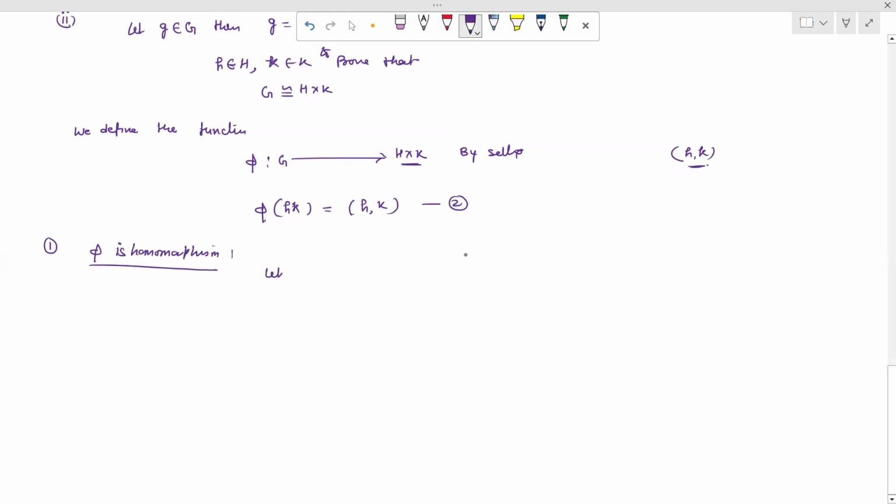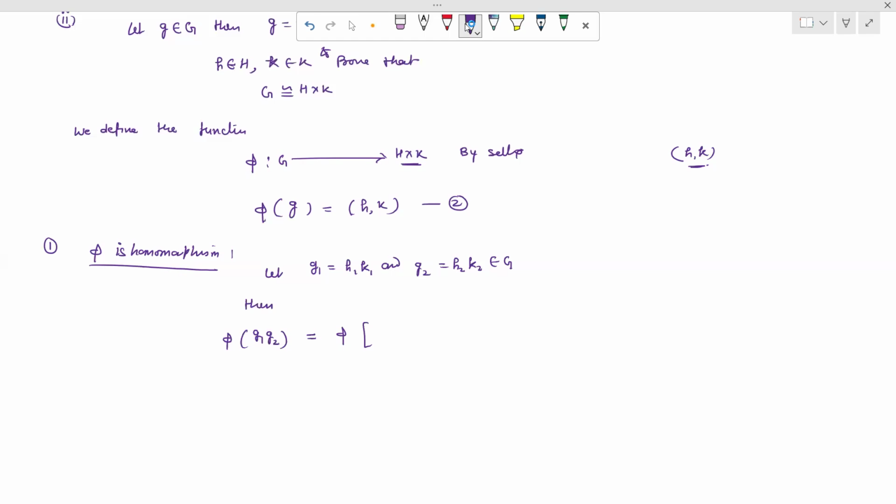So for proving homomorphism, let g1 is equal to h1k1 and g2 is equal to h2k2. We take two elements, both belonging to G. Then we write the function phi of g1 into g2, that is phi of g1g2. What is the value of g1g2? The g1g2 value is h1k1.